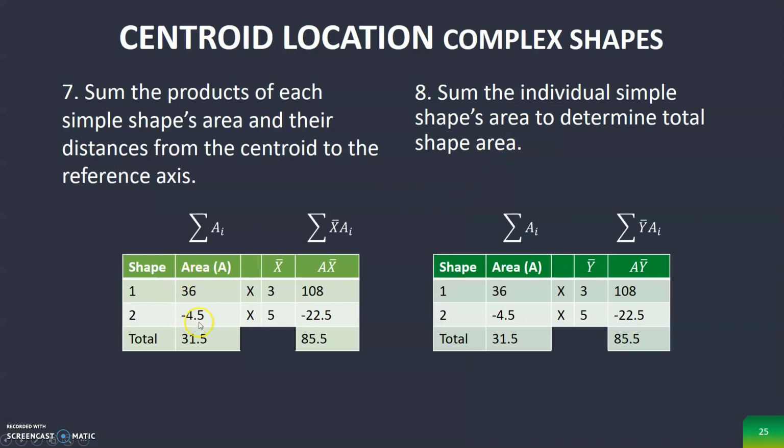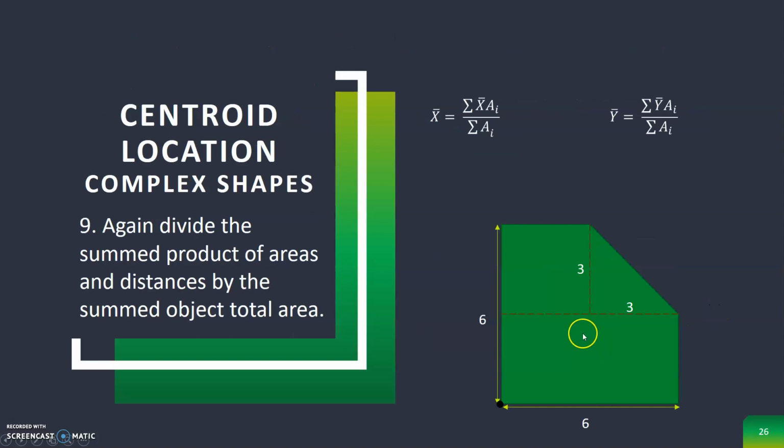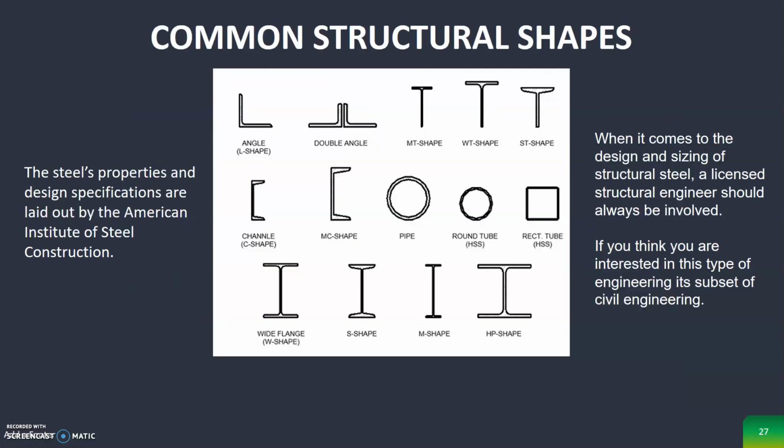Then we sum up our areas. Again, notice 36 plus our negative 4.5 is 31.5. And then our products, we sum these up again. 108 plus a negative 22.5 gives us this number. And again, we have the same on that. Then we take the fraction of those, and that gives us our exact same location from our previous one. For the addition, it just might be simpler to subtract than to add. It just depends on which has the least amount of shapes.